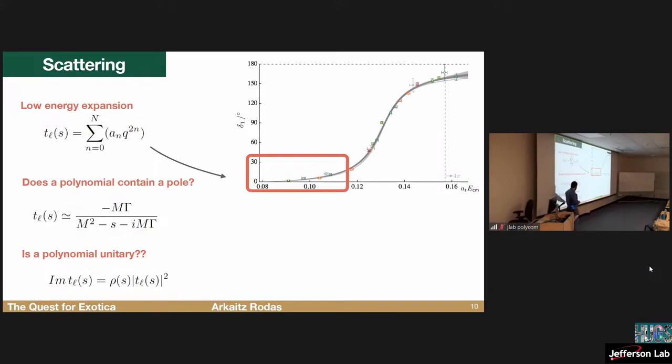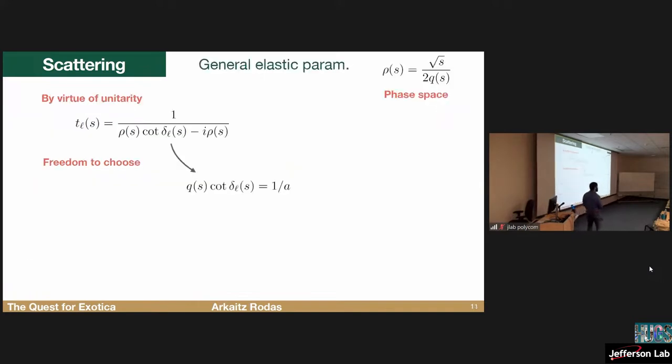It's 0. But what is this part? It's A squared Q squared. So no, it's not unitary. We are breaking preservation of probability. That's not good. So let's do something that doesn't break the preservation of probability.